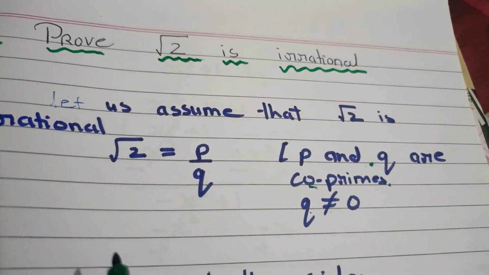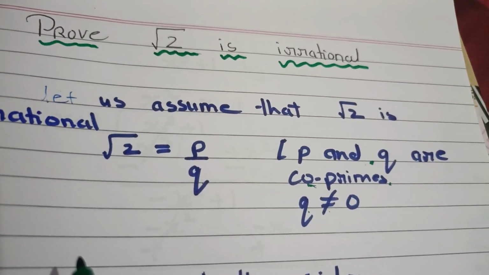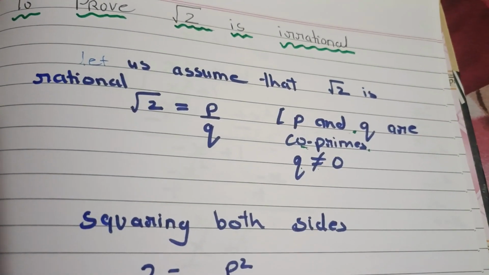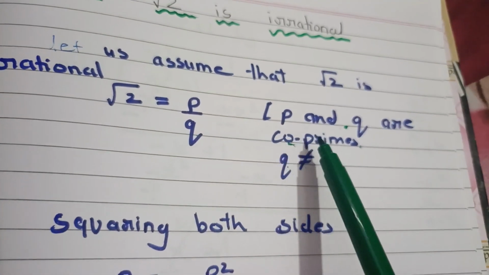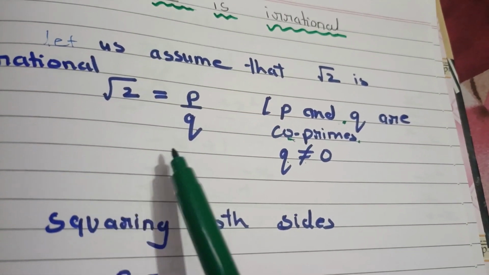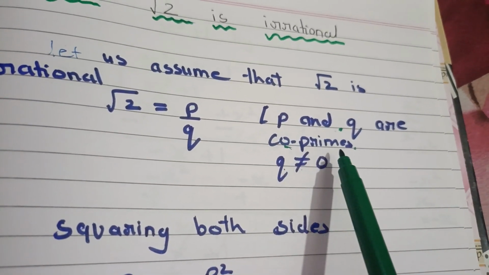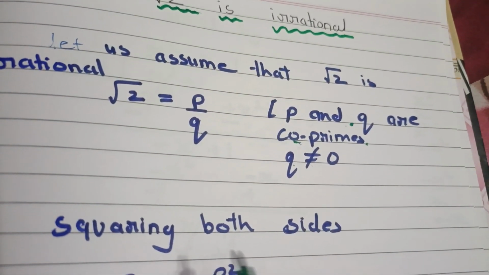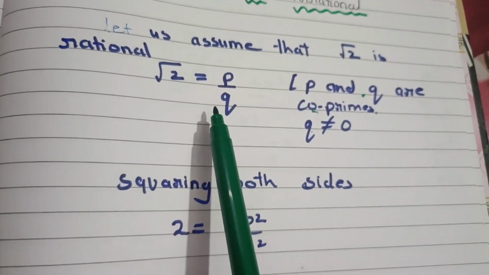Let me explain to you the meaning of co-primes. Co-primes are the numbers which do not have any common factor. Remember this point very clearly. Keep this point in your mind for proving this question, that co-primes will not have any common factor. Okay. Now, let us proceed.